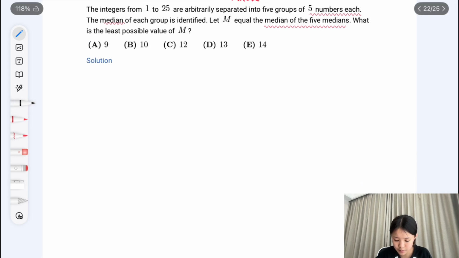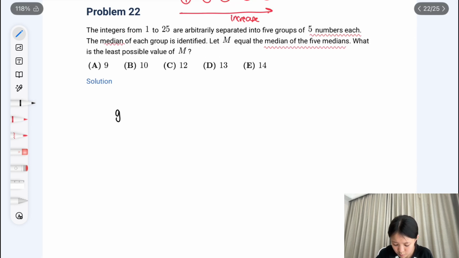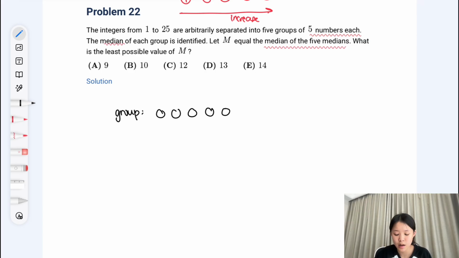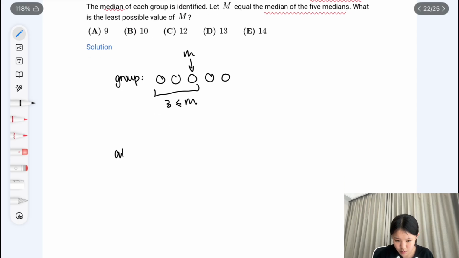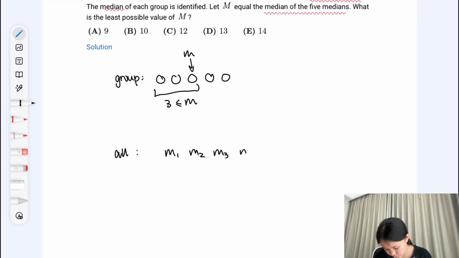So if we draw an individual group out, you would also have 5 numbers, and you would have this number to be the median. And you have 3 numbers that are less than or equal to m. Since we want to find the least possible value of m, we can assume that these 3 numbers are 3 numbers less than or equal to m. So now we look at all of these medians combined together. We have median 1, median 2, 3, and then 4, and 5. And as well, these are sorted in increasing order.